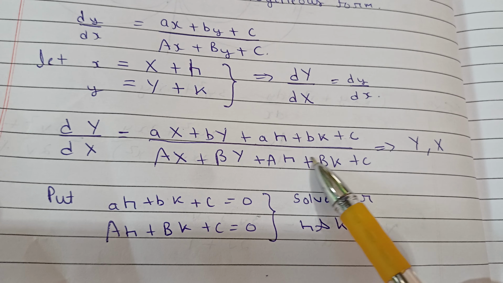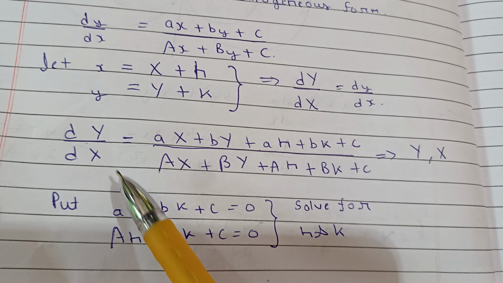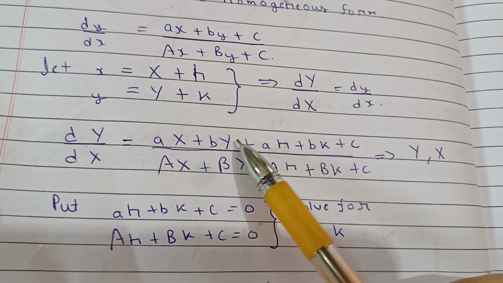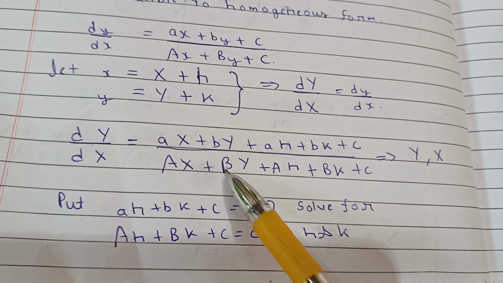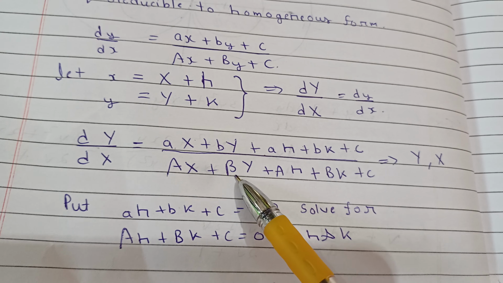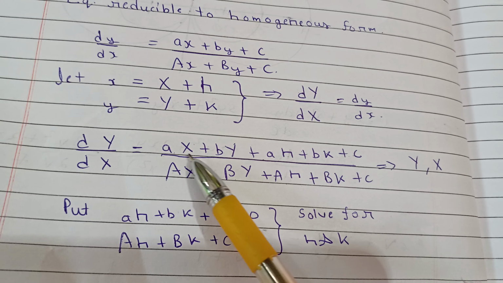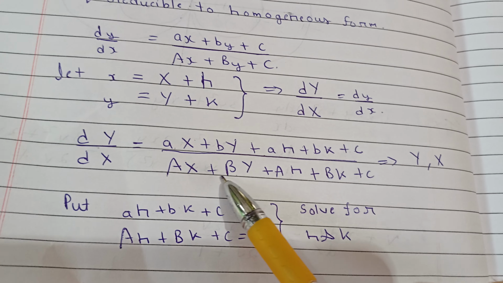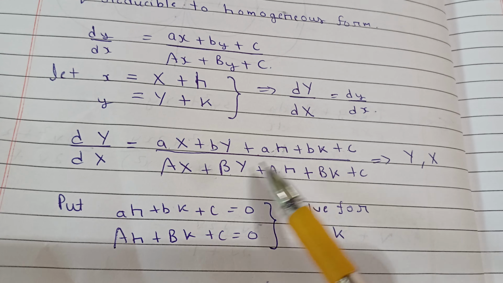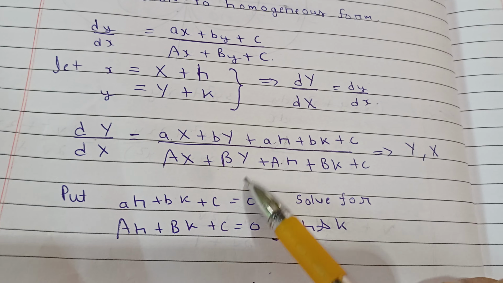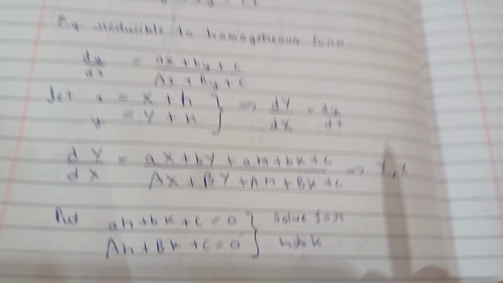Okay, just substituting these values equal to 0 and find the value of h and k. Then this will be 0, this will be 0, and you will get this kind of form: dY over dX equal to aX plus bY over capital AX plus capital BY. Okay, this is capital A, capital B, this is small a, small b, and X, Y. Now dividing with Y, you can get this form into the homogeneous form. Now this can be reducible to the homogeneous form because these will be 0, and this kind of equation you know how to solve.